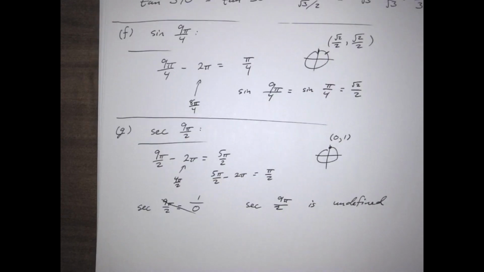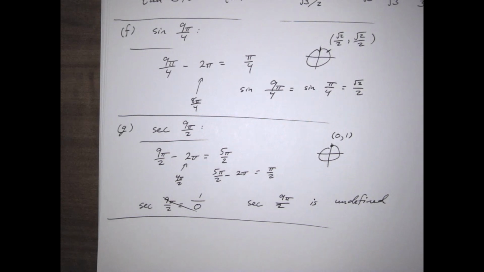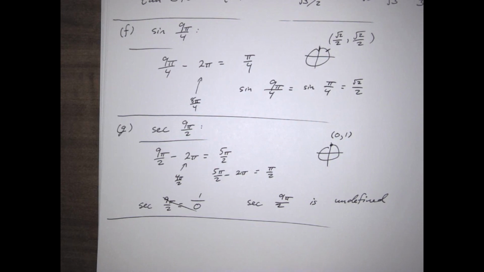So just as periodic values repeat their outputs, they also repeat the places where they fail to produce an output. So they are also periodic with respect to their undefined values.